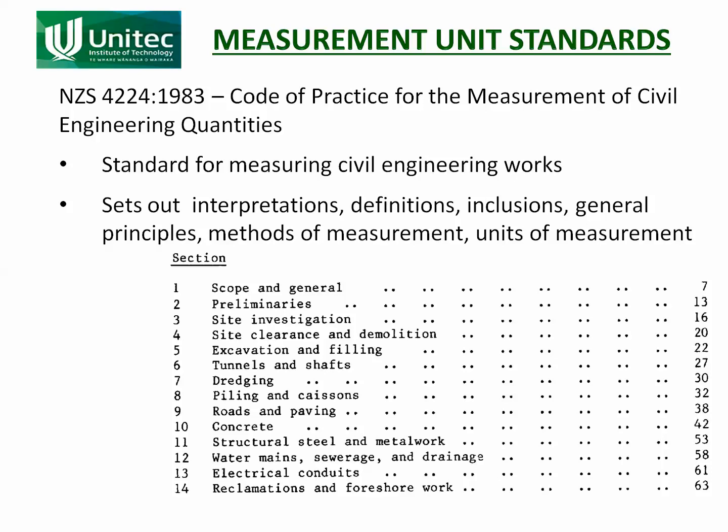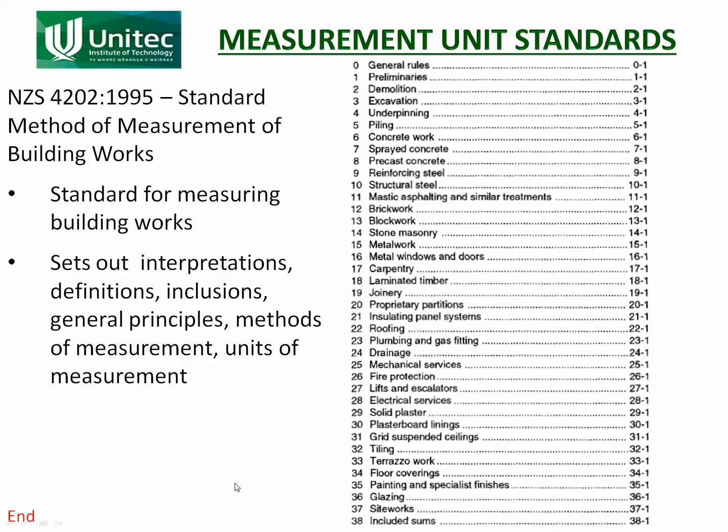Now this one's for civil engineering works, so you can see that it covers site investigation, dredging, roads, concrete, water mains, conduits. Notice there's nothing for buildings. And the reason why there's nothing for buildings in that is that there's a New Zealand standard that is just for the measurement of buildings. That's NZS 4202 1995, and that's for building works.